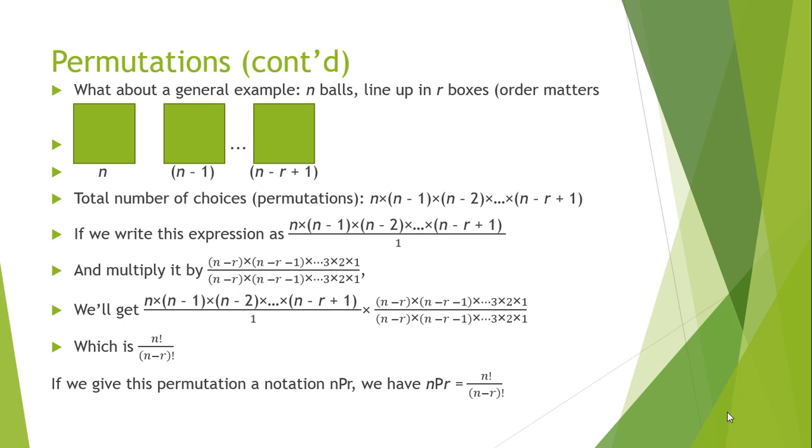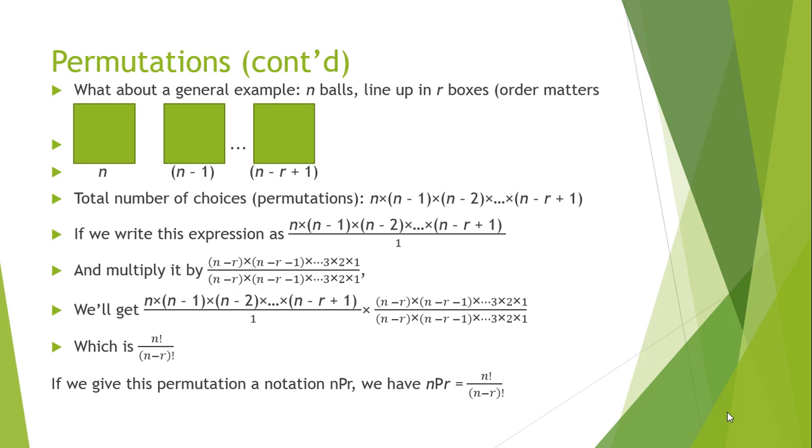Now let's look at a more general example. Let's say we have n balls, line them up in r boxes, and order matters in this case. Now let's look at the first box. Again, we have n possible outcomes, because none of the balls is chosen, so we can choose any one of them. In the second box, since one of them is already chosen, we have n-1 possibilities. And so on. In the last box, we have n-r plus 1 possibilities.